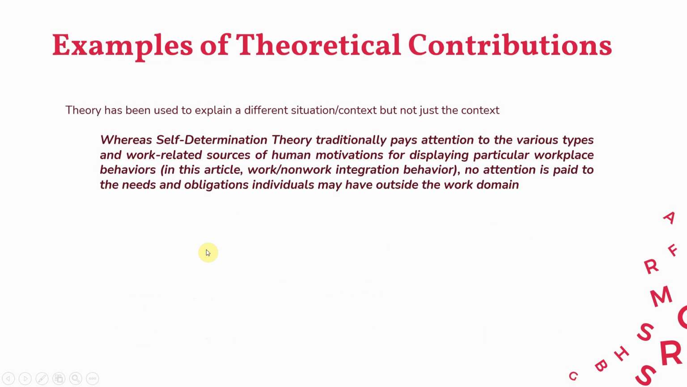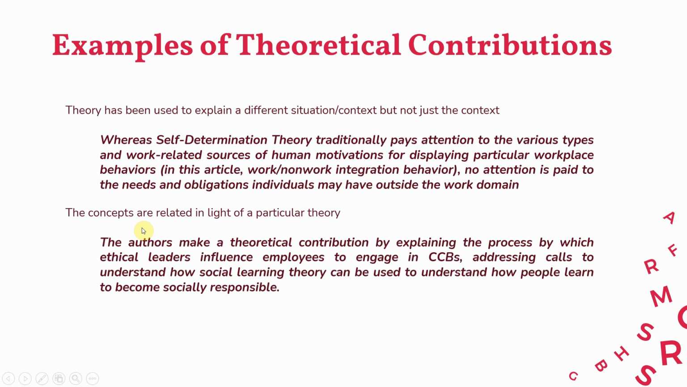So now here are a few examples of the theoretical contributions. Whereas self-determination theory traditionally pays attention to the various types and work-related sources of human motivations for displaying particular workplace behaviors, no attention is paid to the needs and obligations individuals may have outside the work domain. So previously they've used self-determination theory to assess a particular type of human motivation. They may be using new motivations or new types of behaviors.